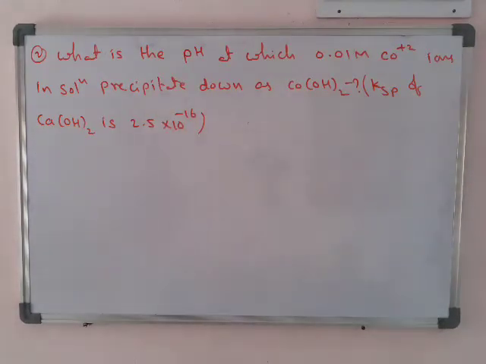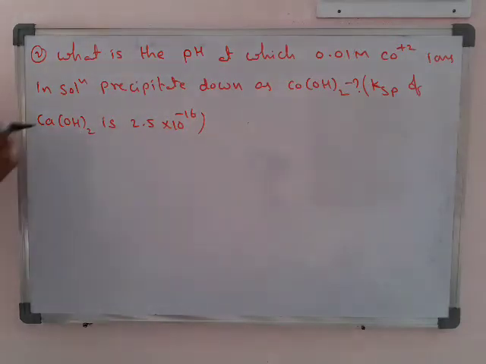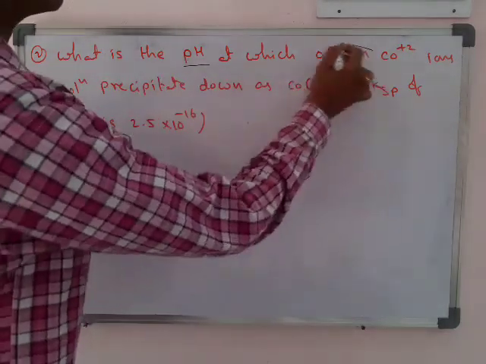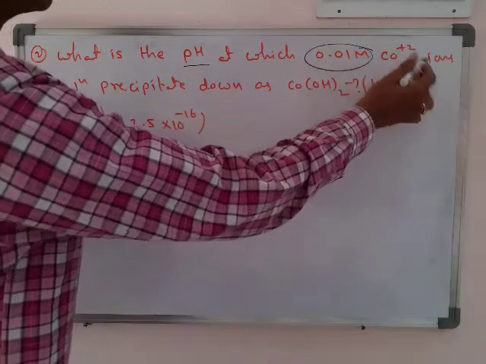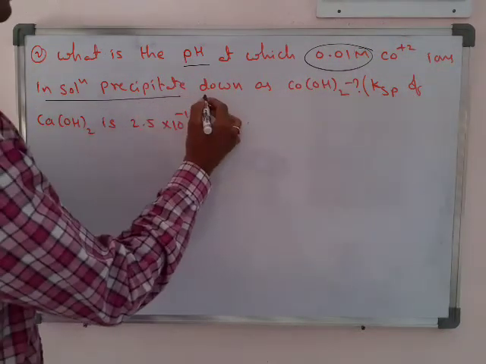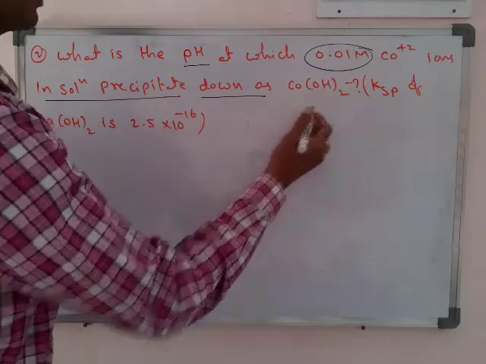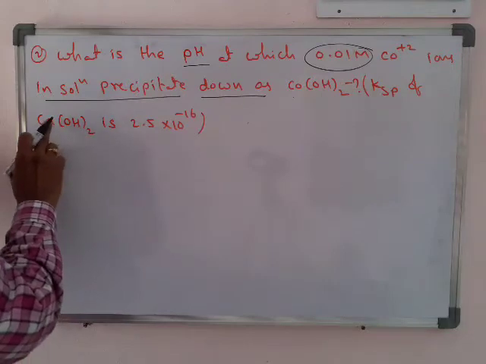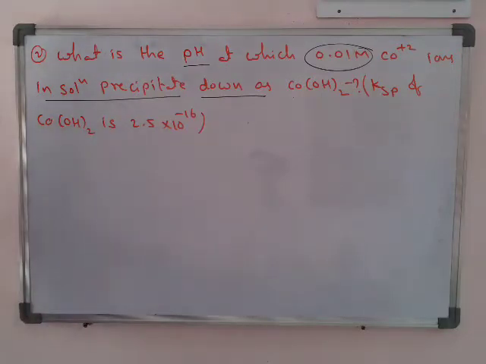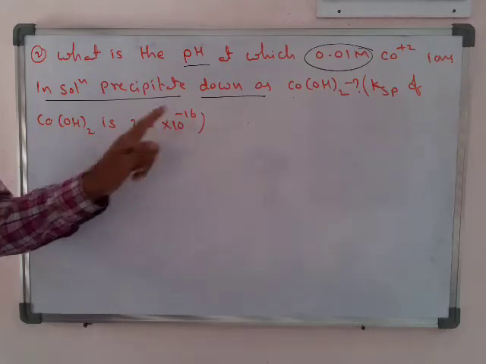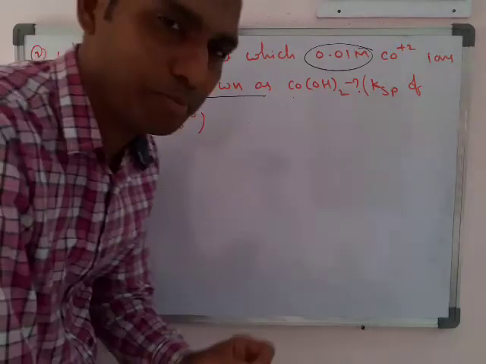Okay, see the second one. What is the pH at which 0.01 M cobalt plus 2 ions in solution precipitate as cobalt hydroxide? The KSP of cobalt hydroxide is given as 2.5 into 10 power minus 16. So we have to find the pH.